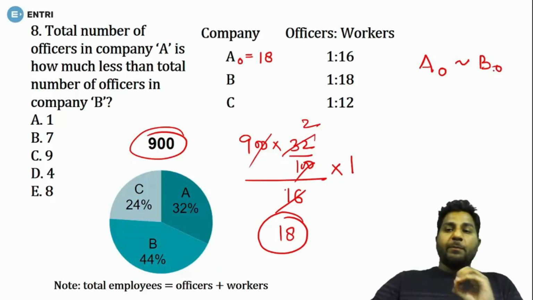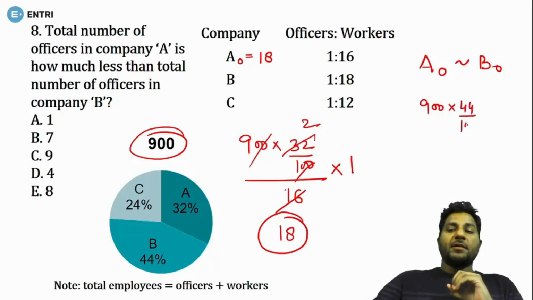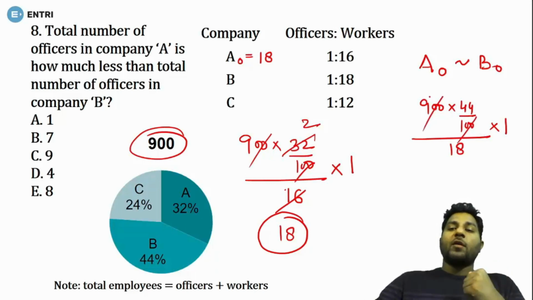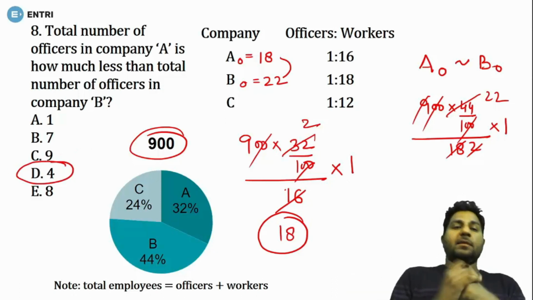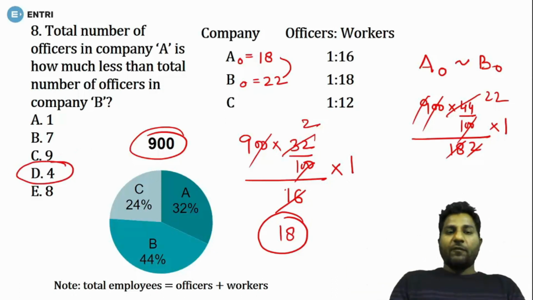Now we need to find B's officers data. So first of all we need to take 44% of B's 900, and this 44% will be compared with 18, and after multiplying with 1 we will be getting the value of officers. So basically we have got B's officers were 22. Now let's take the difference. Difference means any data can be greater. 4 is the option and it is the correct one.